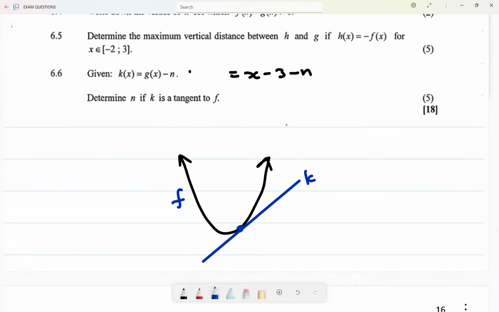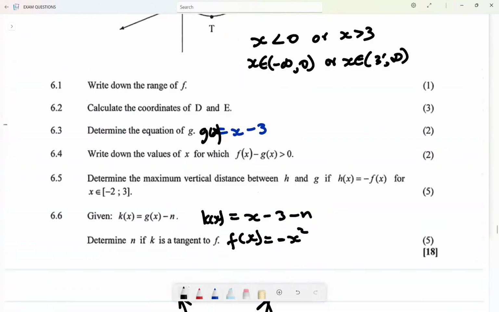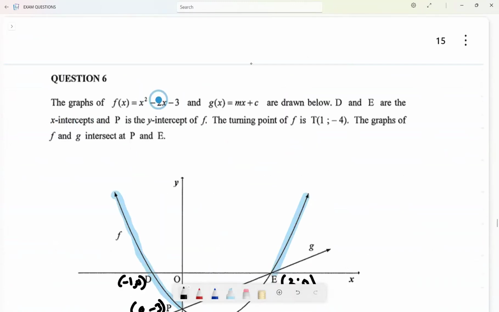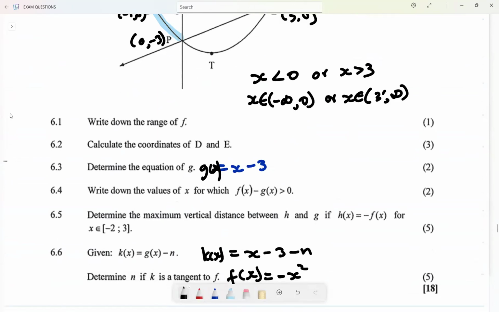And then I still remember that f of x is equal to negative x squared plus 2x plus 3.